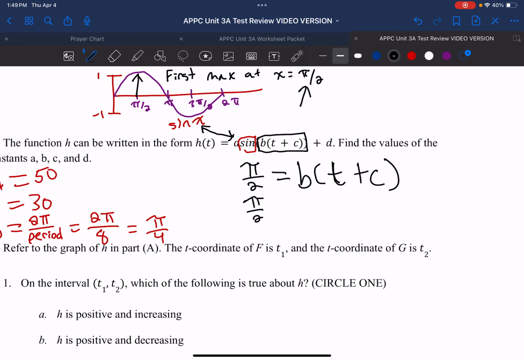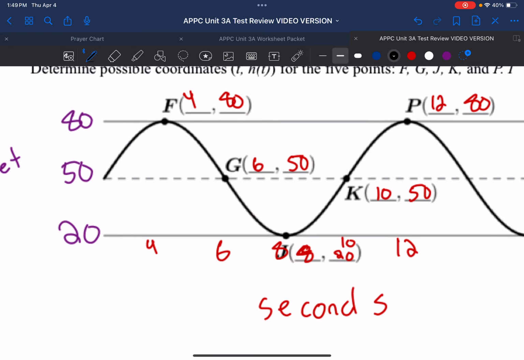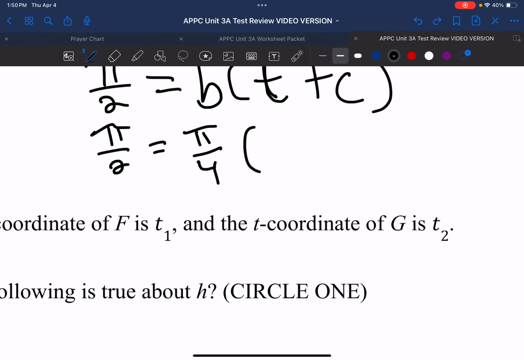Here's what I mean. So I've got pi over 2. My B value is pi over 4. And this T value is talking about when does my first max happen on my function. Like that's what I'm asking myself. When does the first max happen on my function? Well, if I go back over here, my T value here is 4, because my first max happens right here.